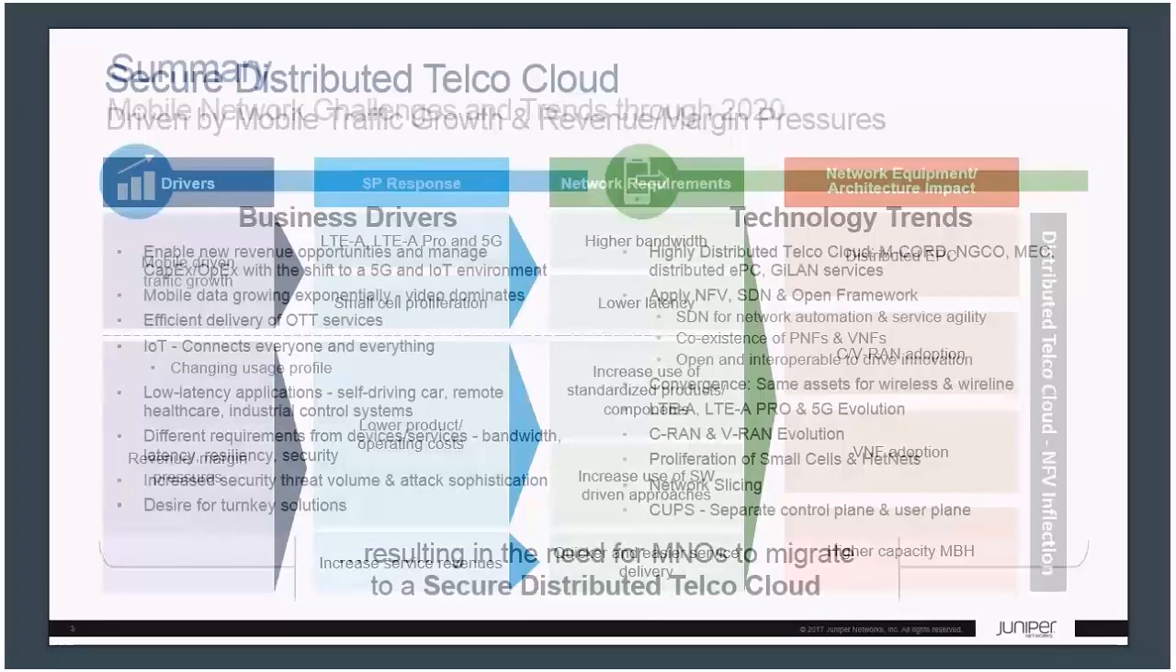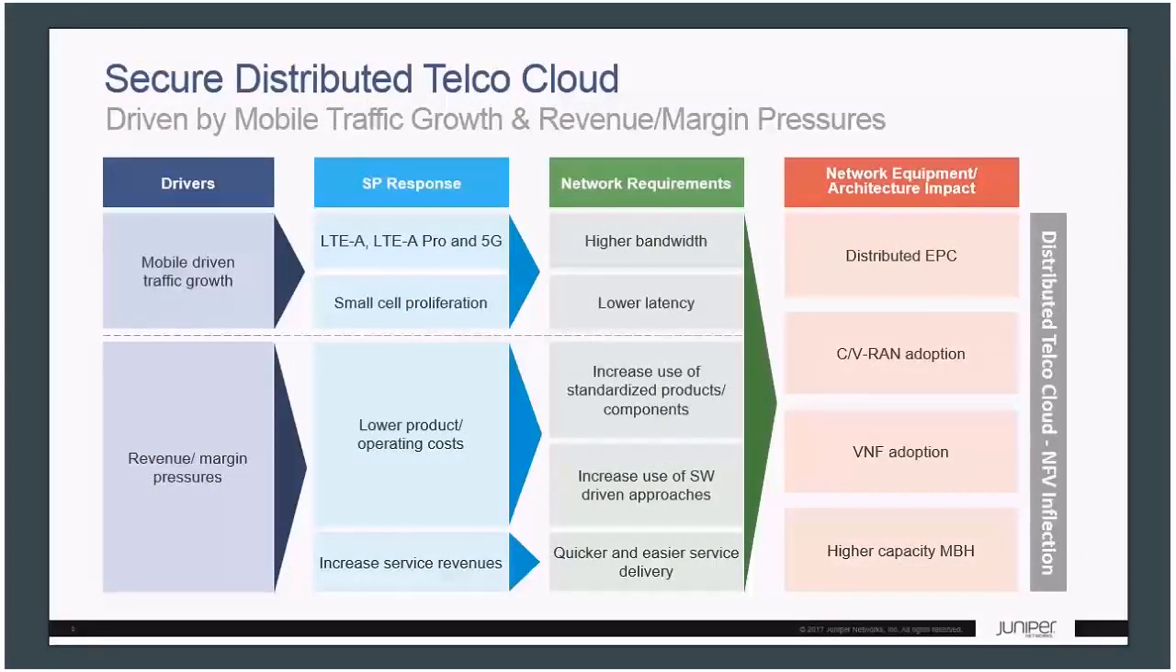Now this next slide here shows really what's pushing service providers toward a secure distributed telco cloud. So on the left you can see the drivers, specifically traffic growth and also revenue and margin pressures that service providers are feeling more and more each day. On the right you can see the service provider response in blue. To the right of that in green you can see some of the key network requirements. Specifically we talked about higher bandwidth and lower latency. And then to the right of that, you can see really the specific network equipment and architecture impact. And this is really pushing service providers towards a major network transformation, which is our distributed telco cloud architecture.